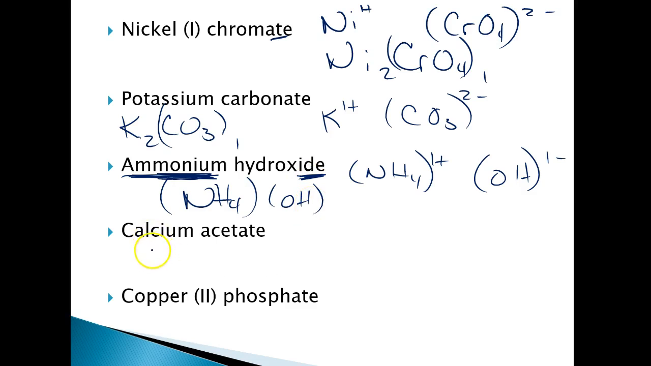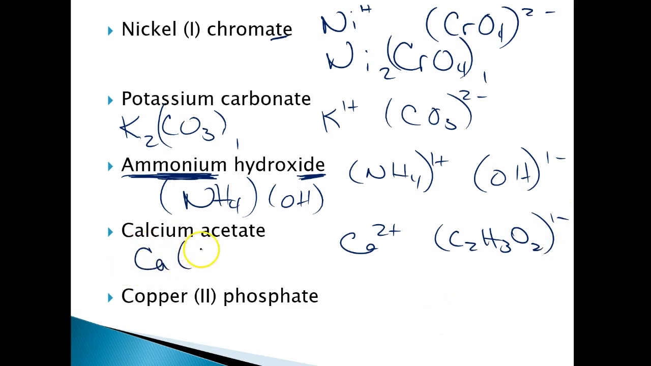Keep them separate. So calcium acetate, Ca2+. Acetate is a long one. All of it in parentheses. Drop and swap.